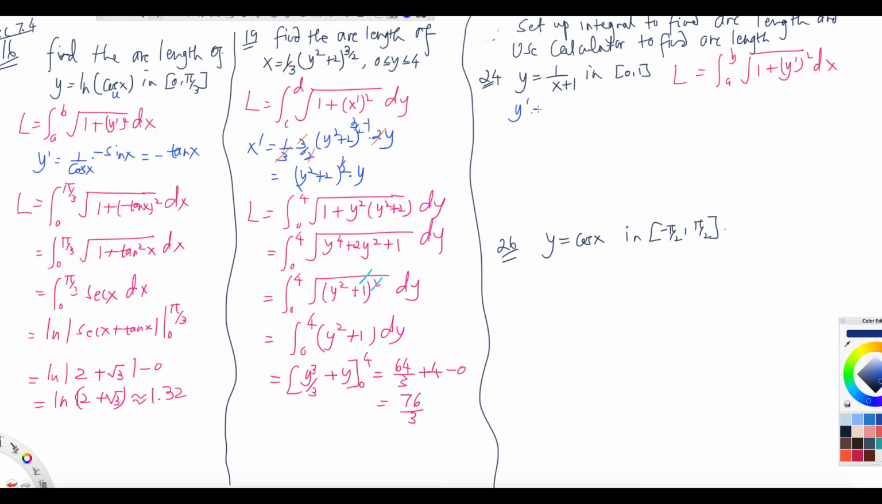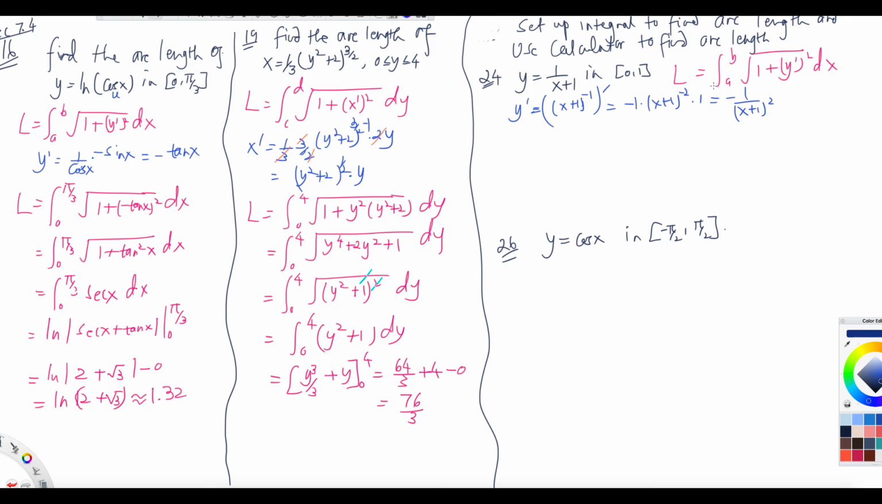If you move this to the top, this is what you get: x plus 1 to the negative 1, and then we are finding the derivative of that, right? What do you get? That will be negative 1 times x plus 1 to the negative 2, times the derivative of the inside, which is just 1, right? So basically you get negative 1 over x plus 1 squared. That is y prime.